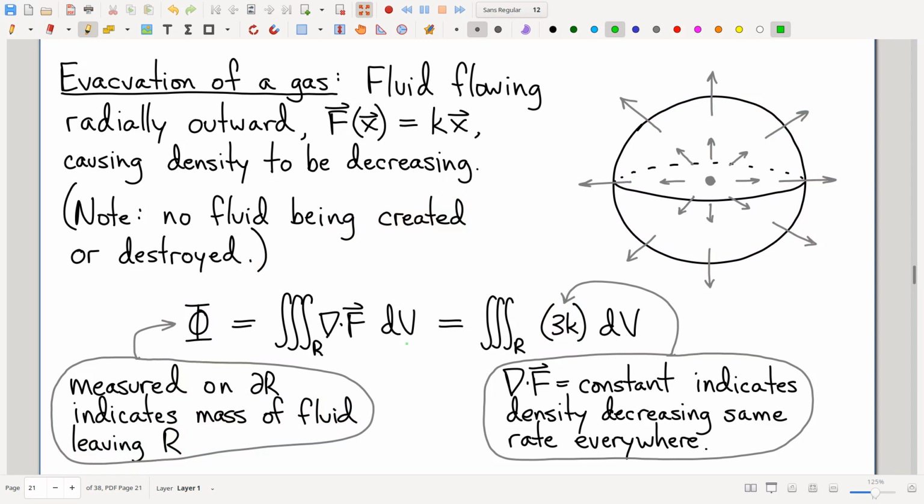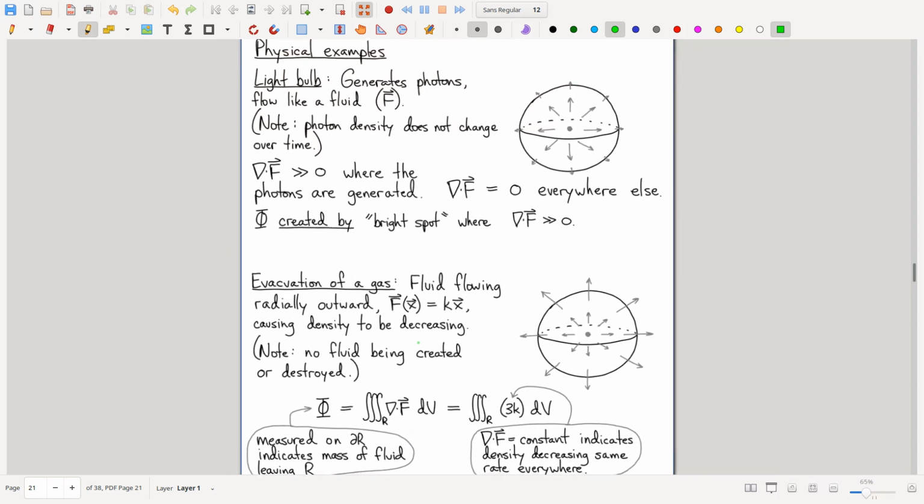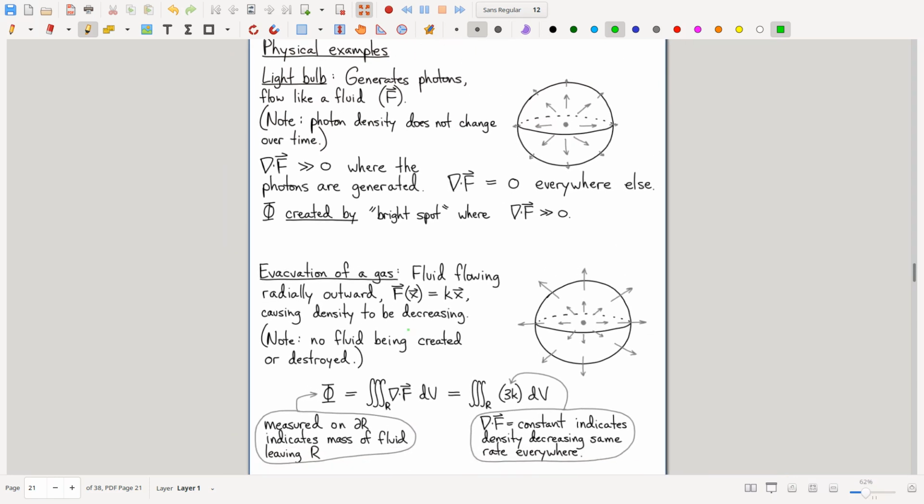Yeah, real quick. The big difference between these fluids, the light bulb is literally creating photons. We're not creating gases, right? We're not creating more gas. This flow does not represent the creation of gas. This flow represents the creation of photons. So that's a fundamentally different kind of a fluid. It's not about what the particles are. It's about where this fluid is and what rules it has to follow, right? So that's the big difference.